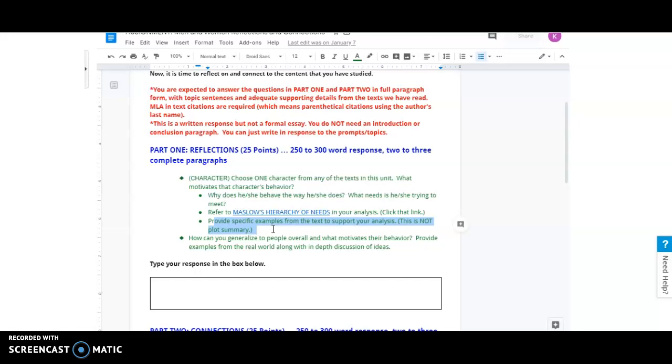Most of you did a good job with this on the last reflections and connections assignment, but some of you still need to work on this. So make sure you're not giving me a summarization. We all read it together. We all know what lies in those stories. And then answer the question: how can you generalize people overall and what motivates their behavior? Provide examples from the real world and with in-depth discussion of ideas.